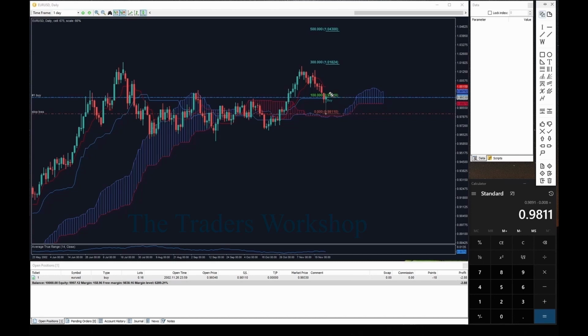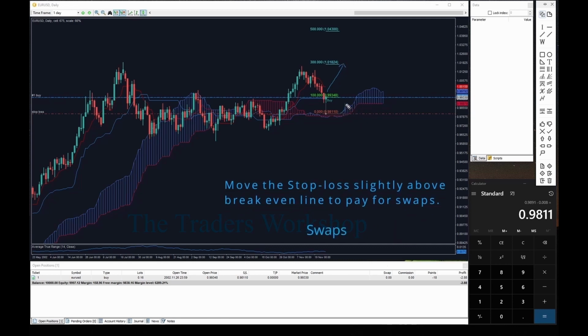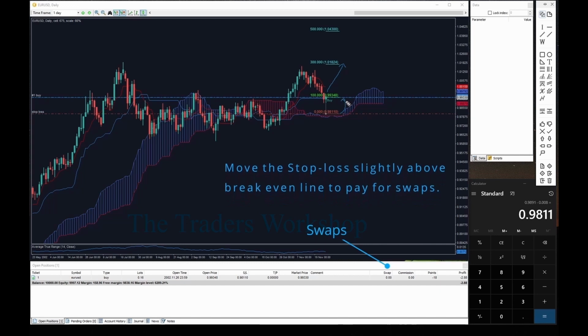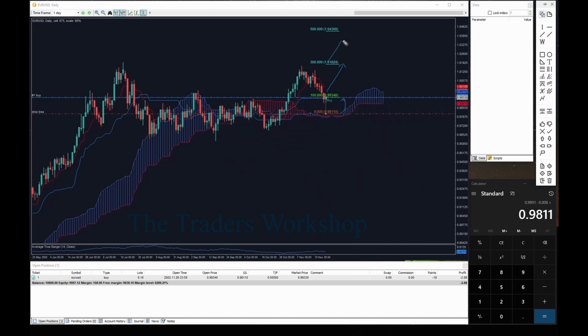If the market proceeds to continue the trend, and hits this 300 level, we will move our stop loss slightly above the break-even line to pay for the swaps. Then, if the market continues to go to this 500 level, we will move our stop loss to the 300 level at the exact number as indicated by the Fibonacci tool. Now, we are in profit, and we will continue to move our stop loss at every level whenever the market price hits the next level.